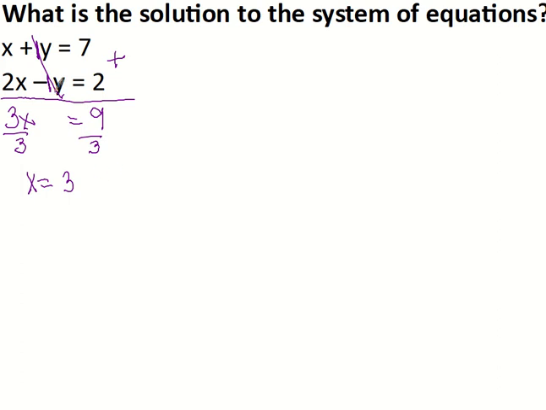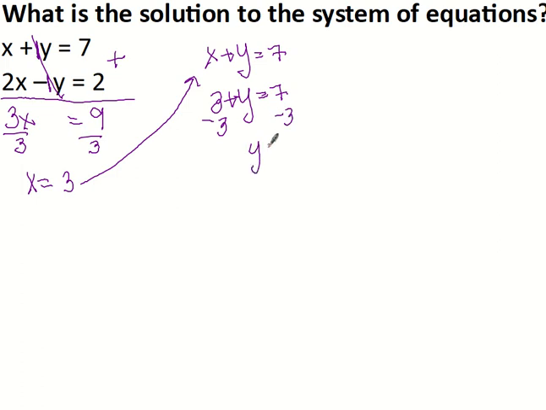Now, to find y, you can plug it into either one. I'm going to plug it into this first one. All right, my x plus y equals 7. I don't have to multiply, so that's y. So I'm going to take my 3 and put it right here. So I'm going to get 3 plus y equals 7. We're going to solve it like a one step. Minus 3 from both sides. We get y equals 4. And there's our solution, (3, 4). Elimination method.